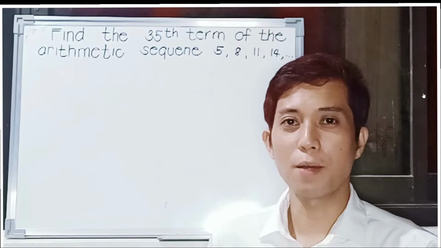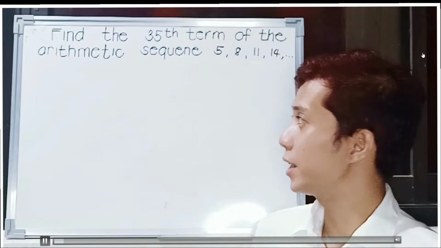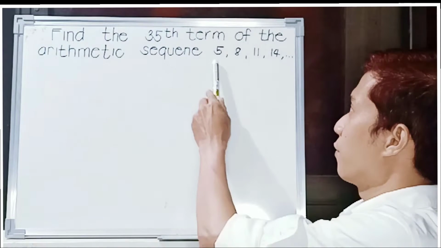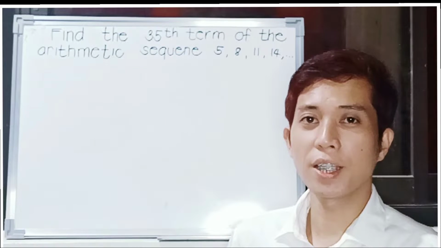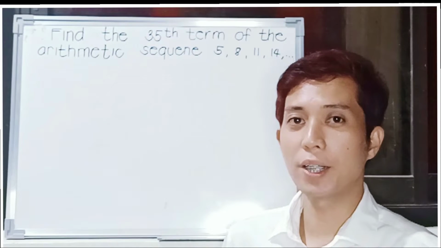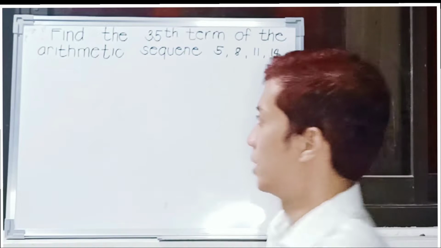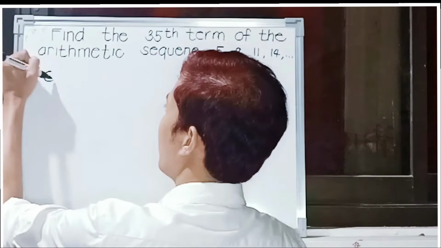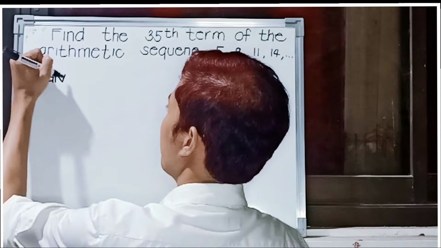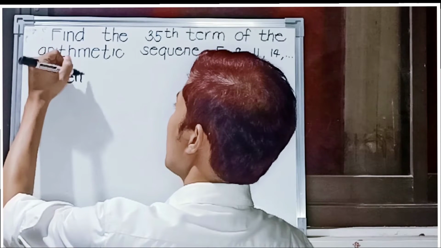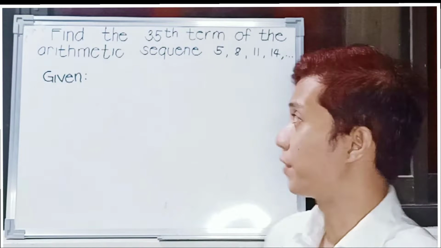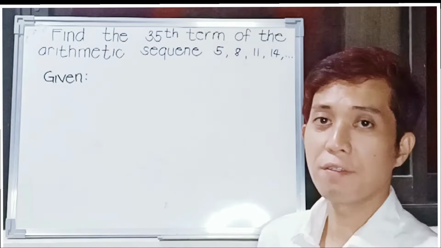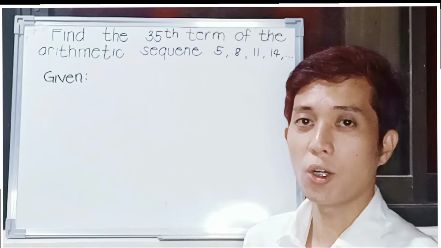Our second problem is: find the 35th term of the arithmetic sequence 5, 8, 11, 14. Again, the first thing that we should do is to write down the given in the problem. We need two things here, the first term and our common difference. What do you think is the first term of the sequence 5, 8, 11, 14, and so on?